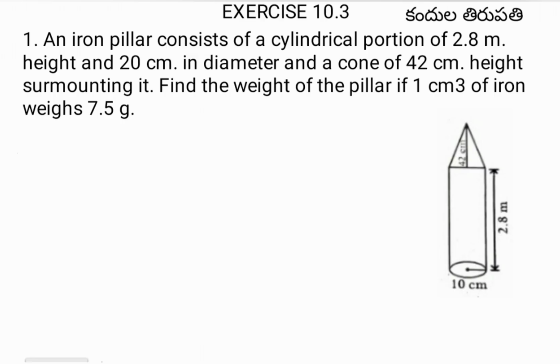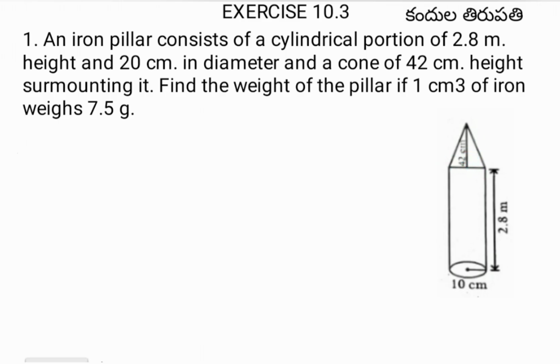This is the pillar of iron. Its cylindrical portion is 2.8 meters in height, and 20 centimeters in diameter. Diameter is 20 centimeters, that means 10 centimeters radius, and the cone is 42 centimeters height.